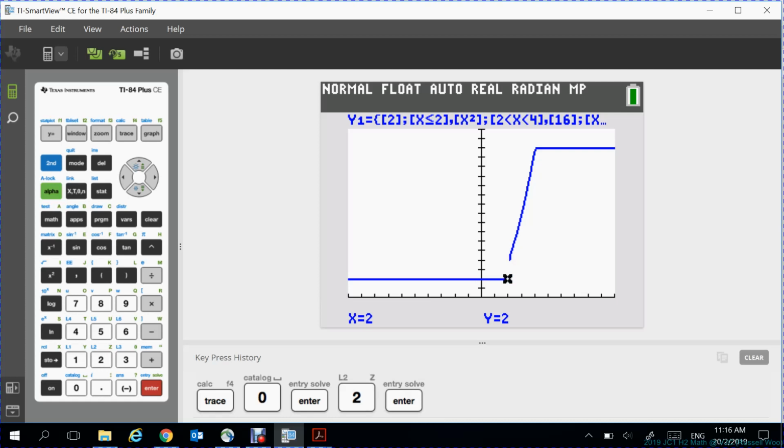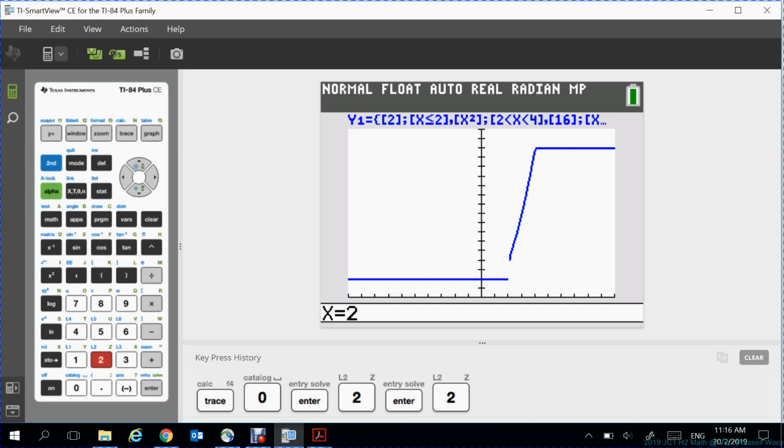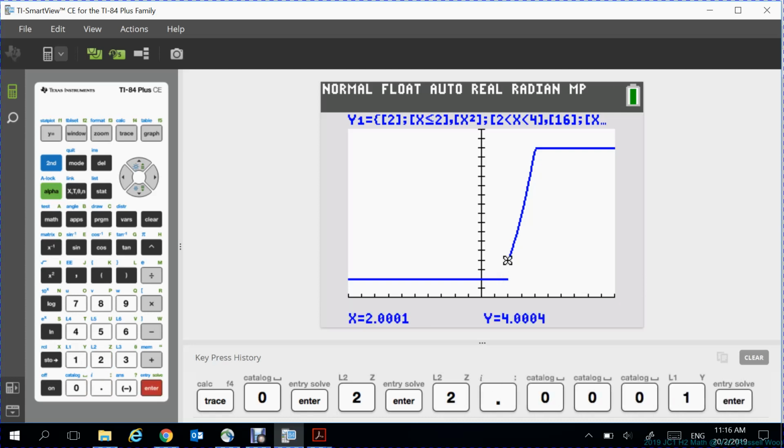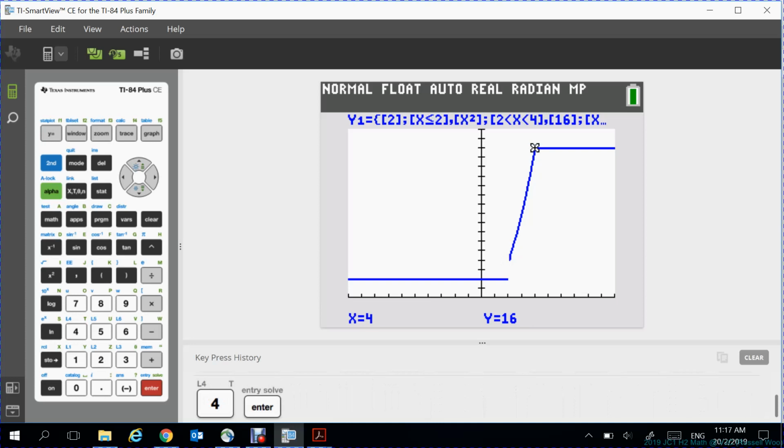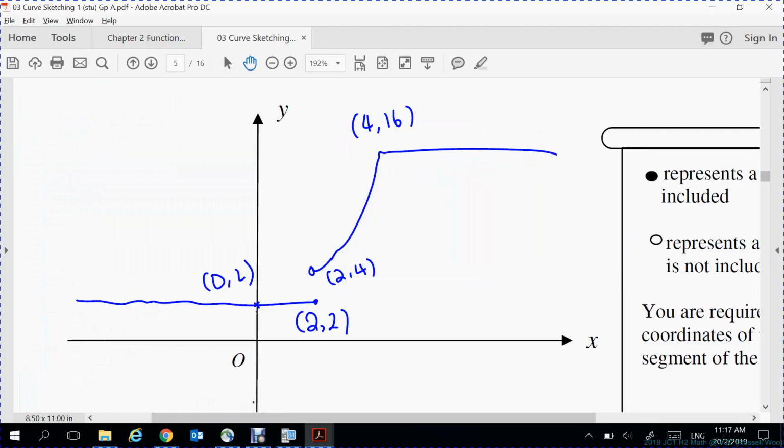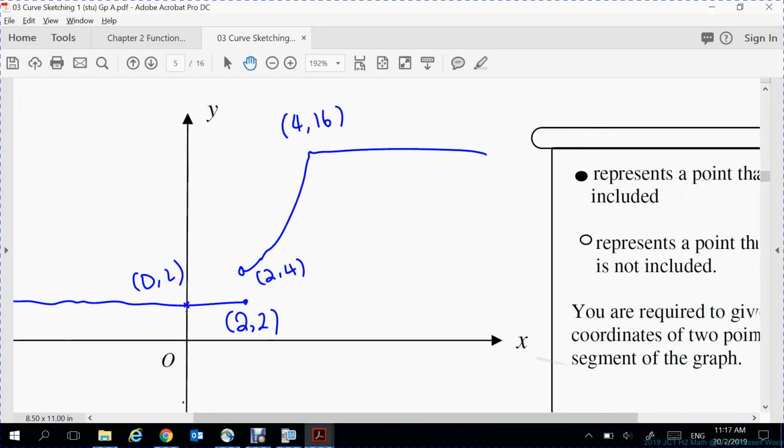The unfortunate thing is you can't find this one, the 2, 4 coordinate. But you can pretend, you can say 2.0001, then enter. Then you get 4.0004. That means it's very close to 4. So far so good. Then you put what is 4, enter, you get when x is 4, y is 60. Got it?